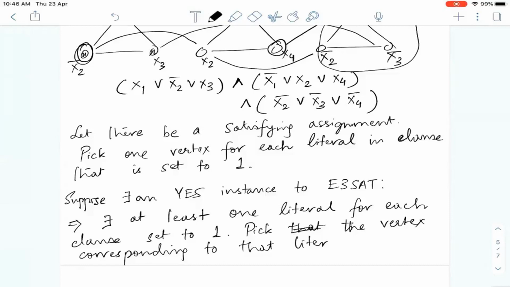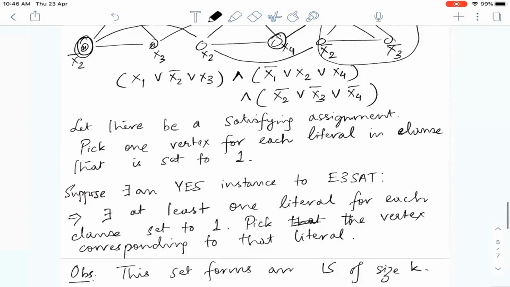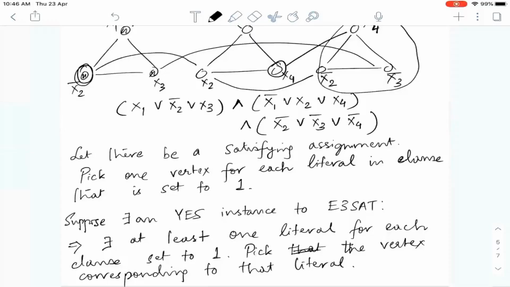Okay, and now the observation is that this set forms an IS of size k. Okay, so the claim is that the set of vertices which you have picked in this process, well, it has size k because you are picking only one vertex for each of these clauses. So it has size exactly k, in fact.